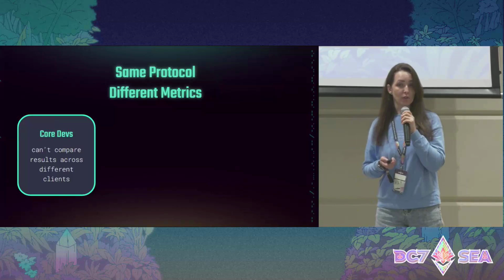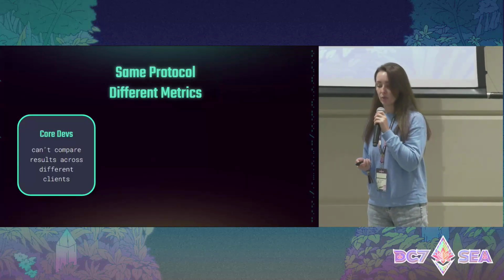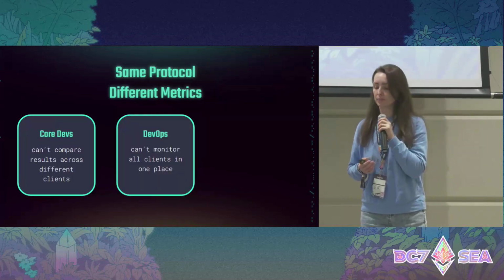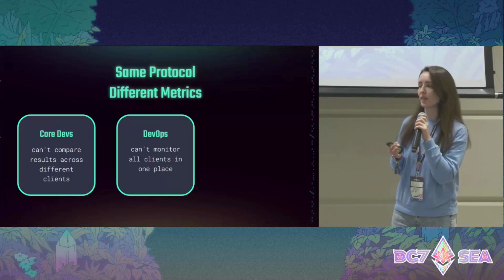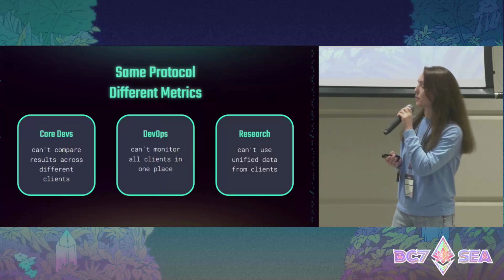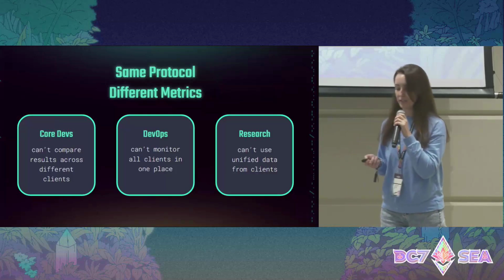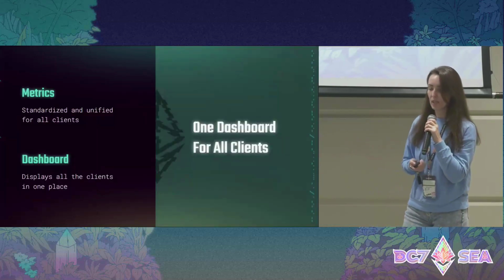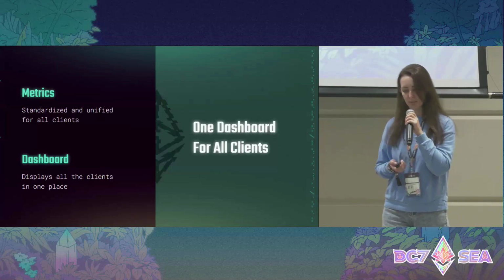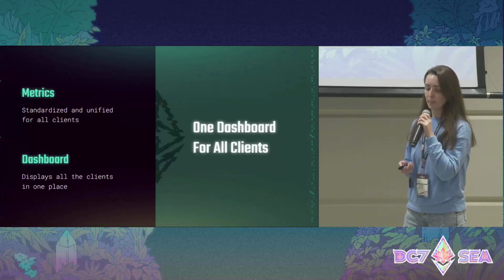It's challenging for core devs to compare the different clients. And for the DevOps team, it's challenging to monitor all the clients. There are a lot of them. And it's also difficult for researchers to get unified data, to synchronize the data. So the solution is one dashboard for all clients and unified metrics specs.